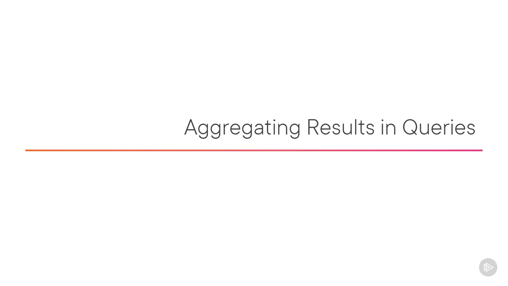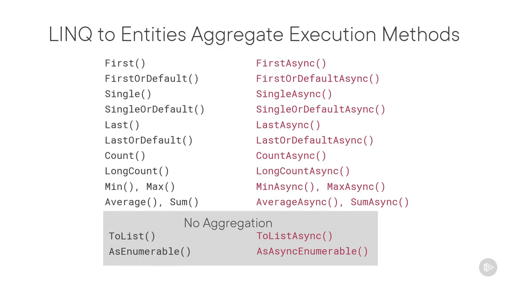I've used the toList execution method enough. Let's take a look at some more LINQ execution methods, which not only trigger the execution, but they also constrain the SQL query with some means of aggregating, such as first or max. Here's a list of all the execution methods.